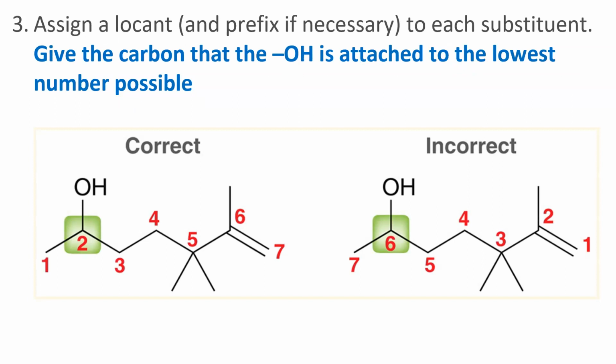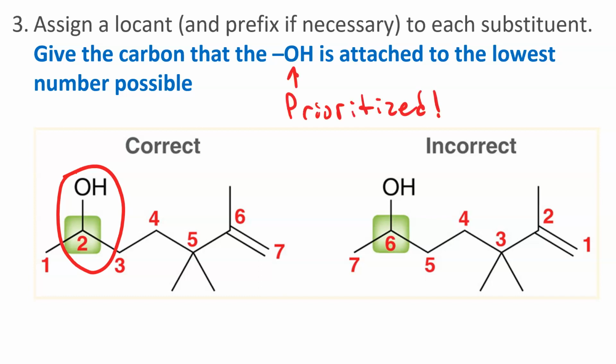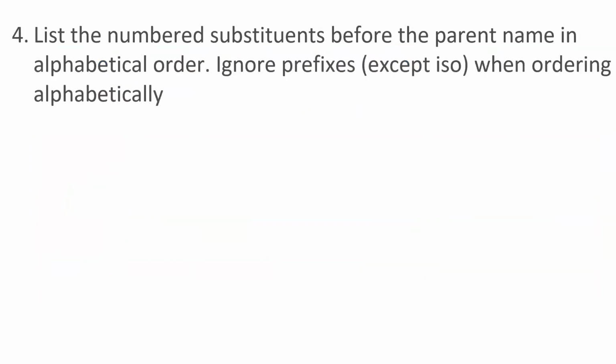Here we can see that the correct way to name this molecule is to number left to right, so that our parent is hepten-2-ol. Right, because you want to make sure that the alcohol, the OH, gets the lower locant than anything else. The OH has the highest priority. Step 4 is to list the numbered substituents before the parent in alphabetical order, and of course you ignore prefixes unless it's iso when you're doing the alphabetizing.